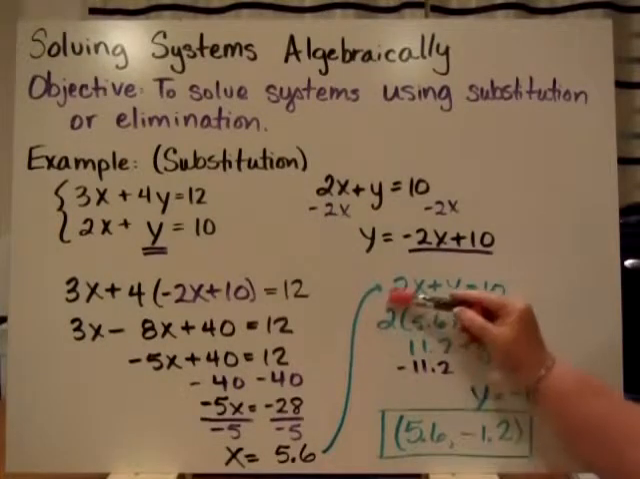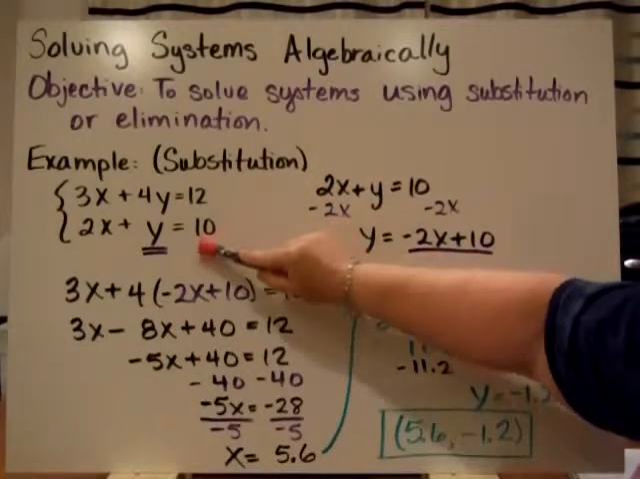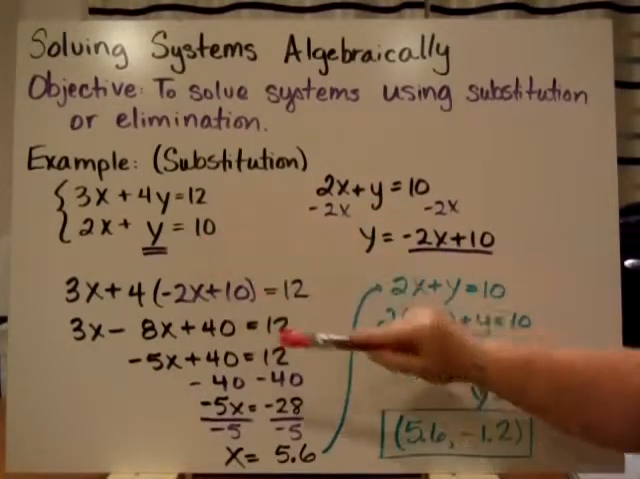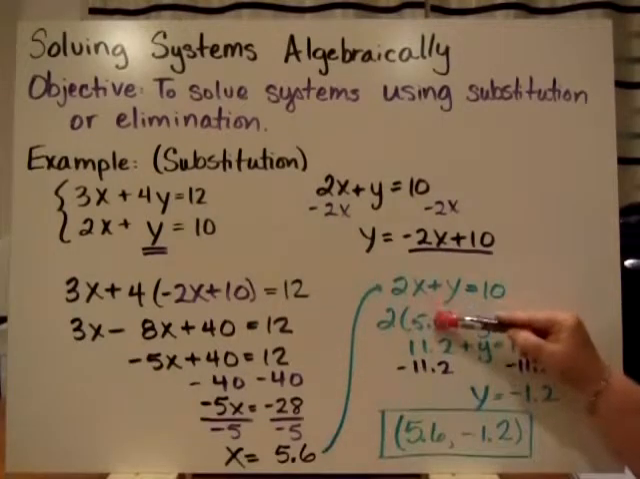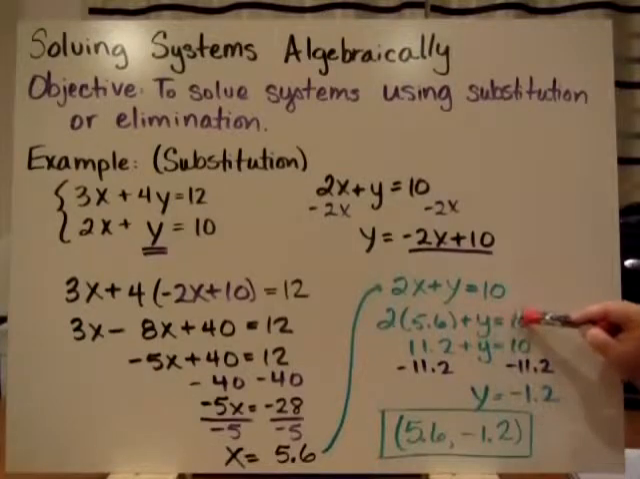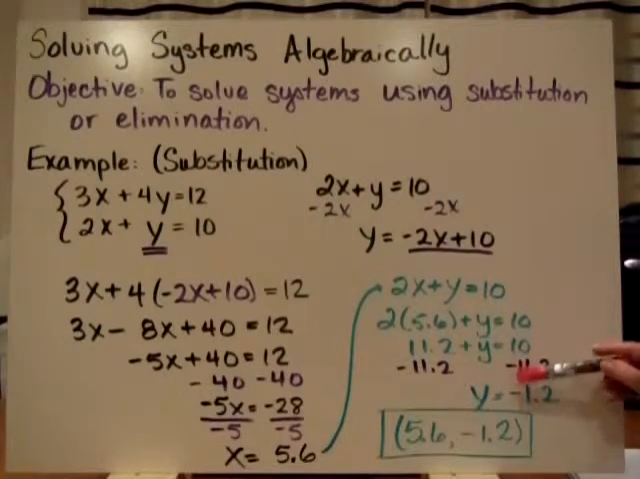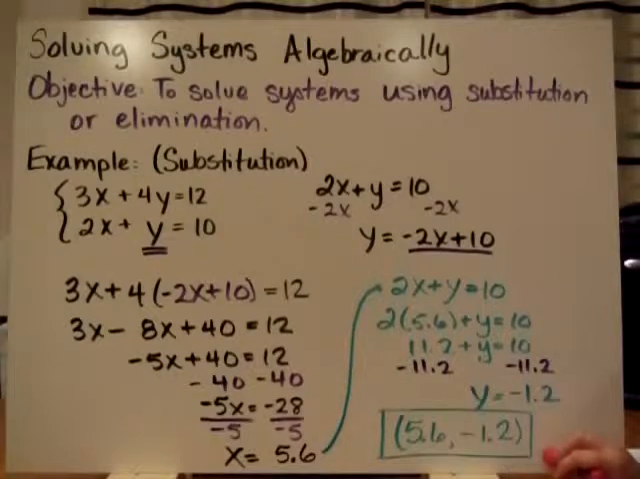Now that we know what x is, we can go back to either one of these equations. It doesn't matter which one. I picked this one because I thought it looked easier to solve. In place of x, we're going to put 5.6. So we have 2 times 5.6 plus y equals 10. Multiply that out, subtract 11.2 from both sides, and we get y equals negative 1.2. So our answer to this system is 5.6, negative 1.2. This would be our x, this would be our y, where the lines intersect.